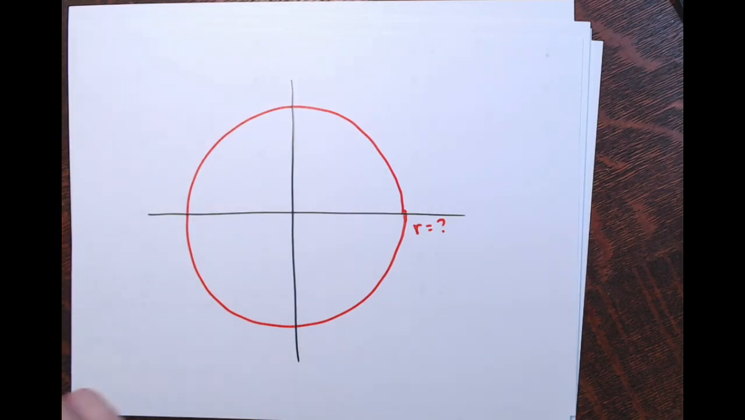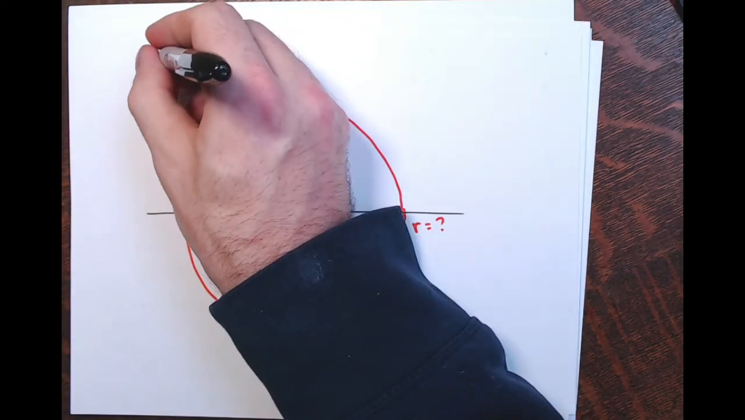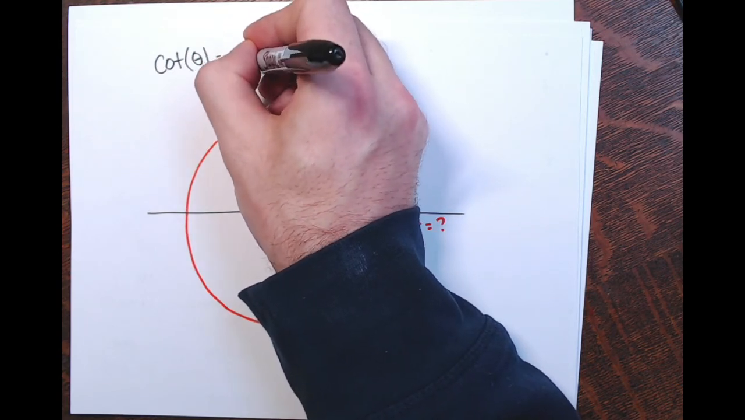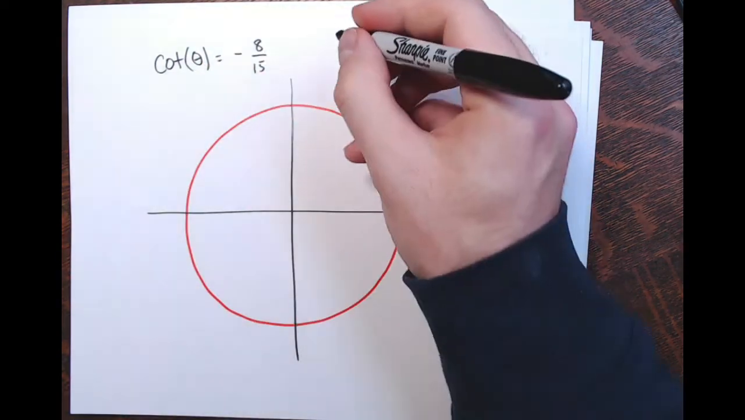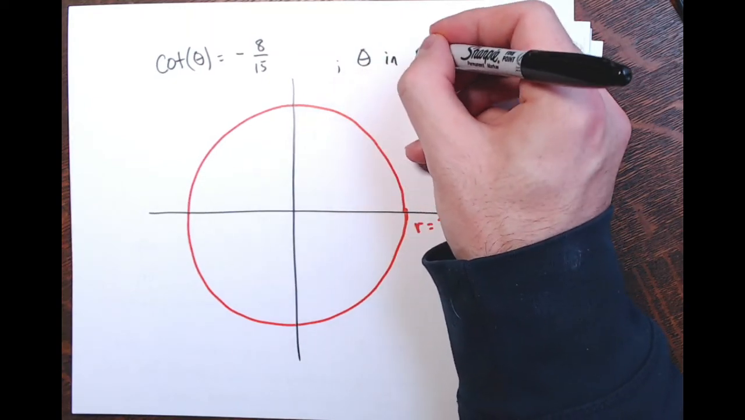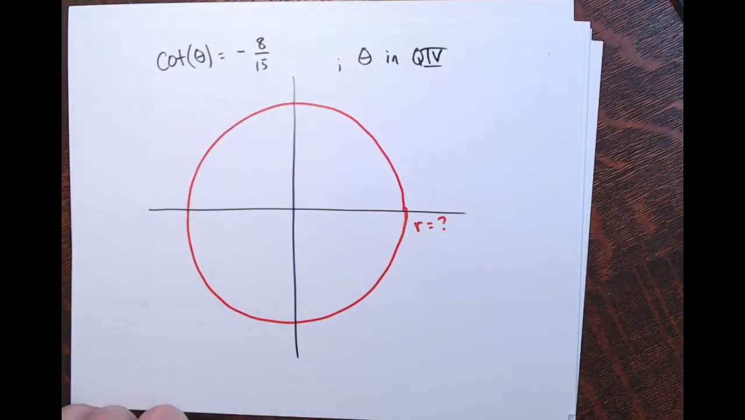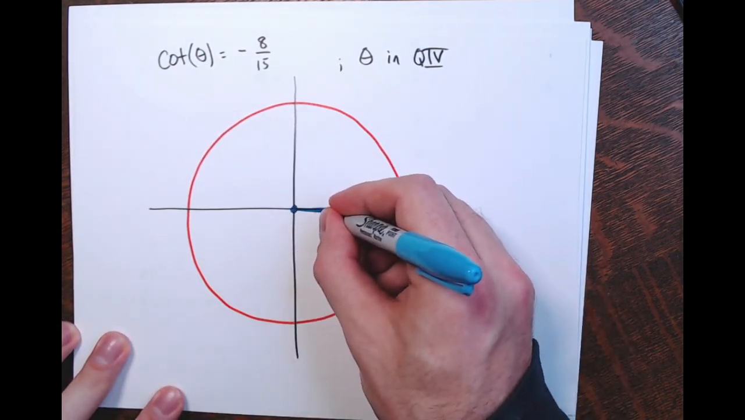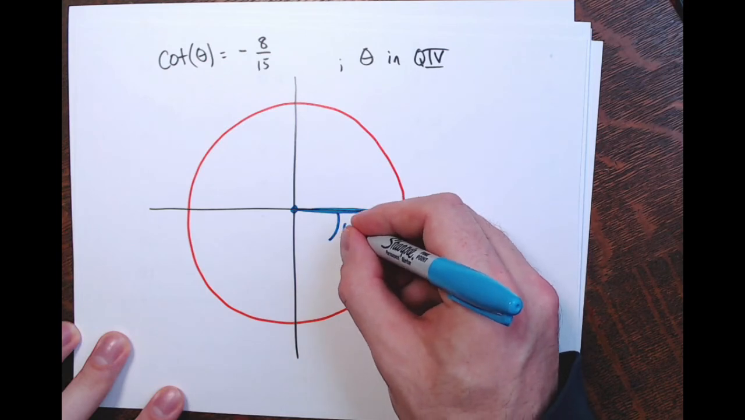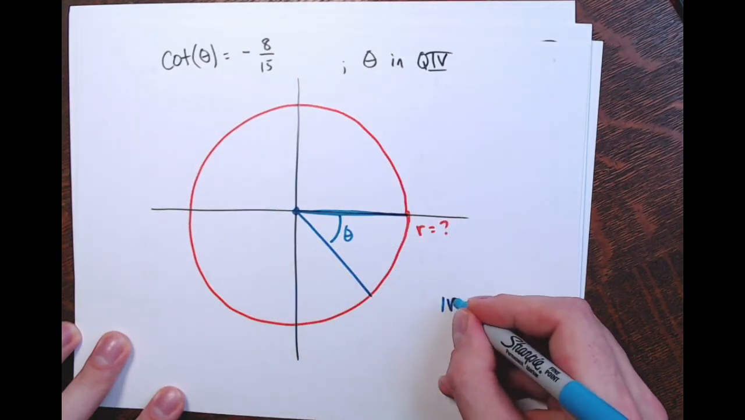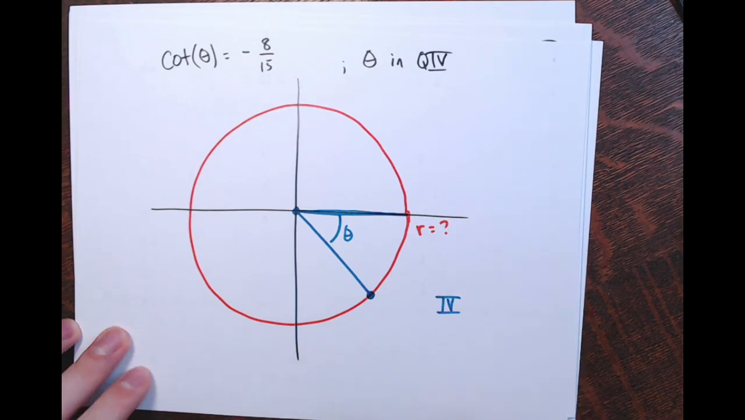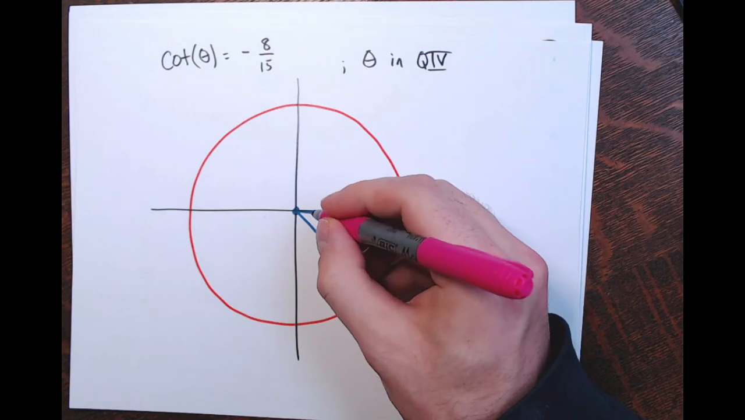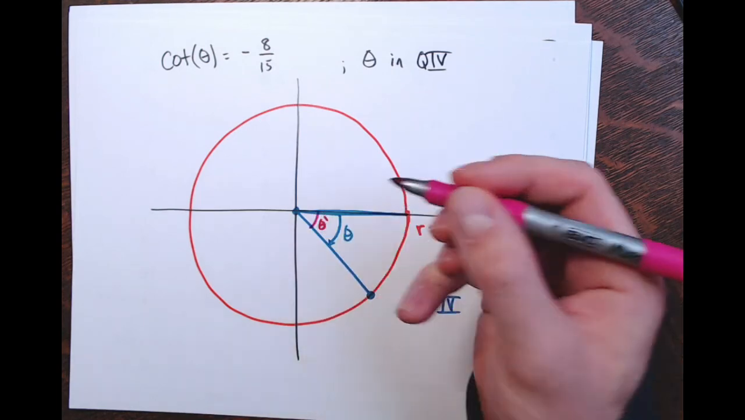Now we are told this angle theta, well, let me give you the information. We're told that the cotangent of theta is -8/15, and theta is in quadrant 4. All right. So I'm going to draw just some generic angle that ends in quadrant 4 here. There's an angle that ends in quadrant 4. Now this is a negative angle I drew. All right, so the reference angle, theta prime, would just be the opposite of that.